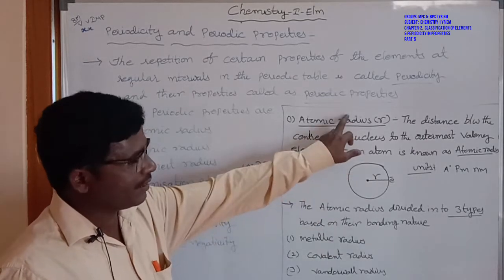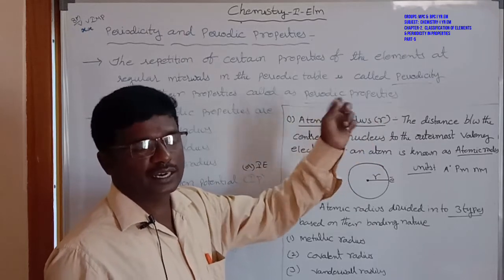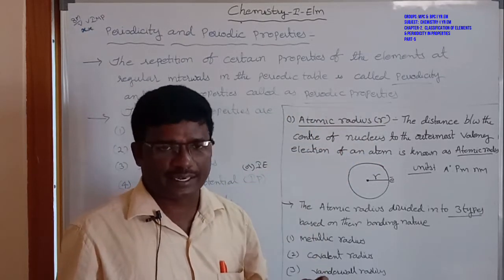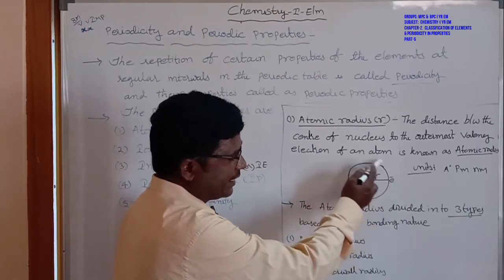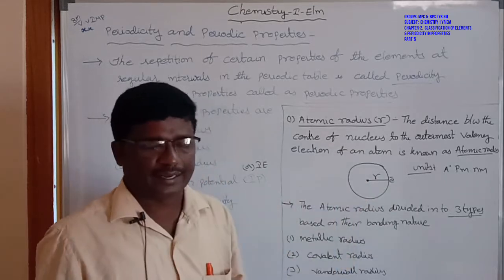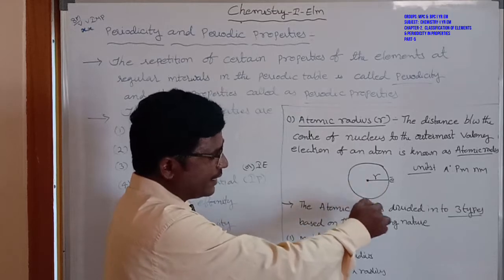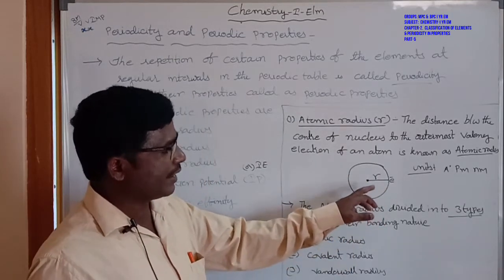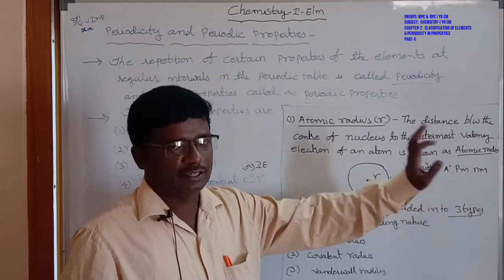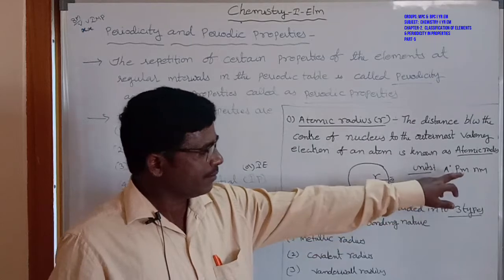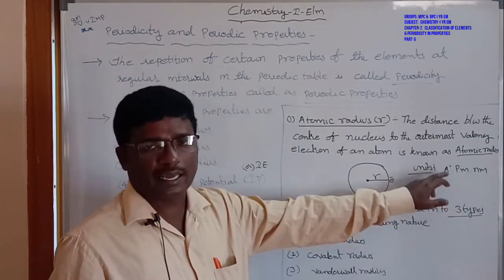Once again, atomic radius is indicated by a small r. What is atomic radius? The distance between the center of the nucleus to the outermost electron in an atom is called atomic radius. The units of atomic radius are angstroms, nanometers, and picometers. Pm is picometer, nm is nanometer, and Å is angstrom.